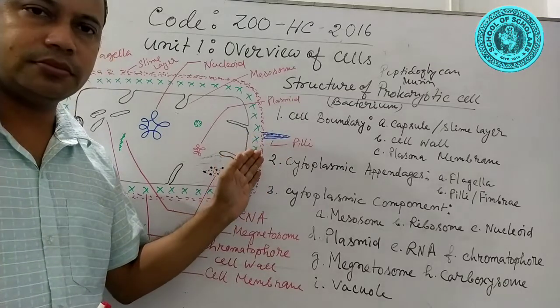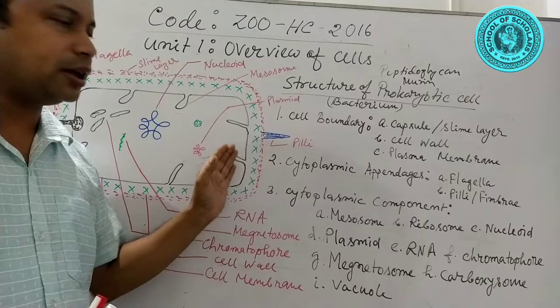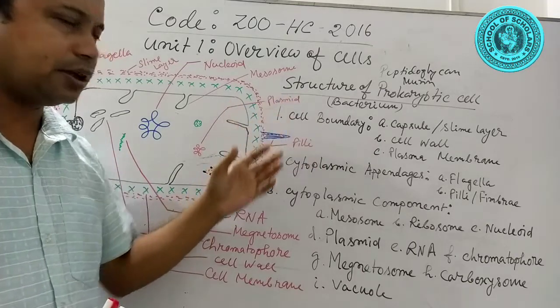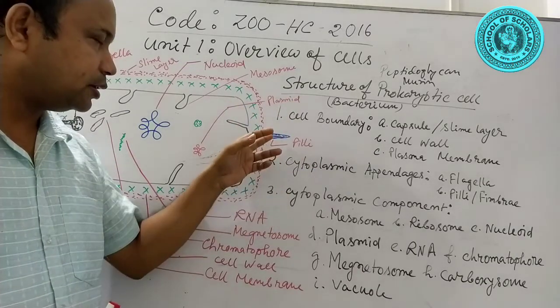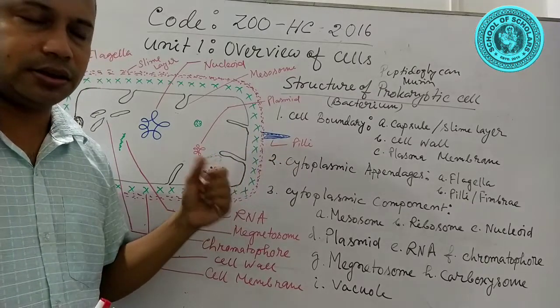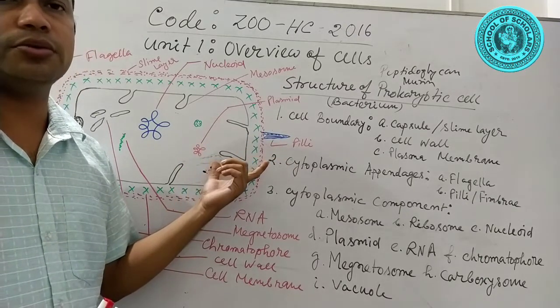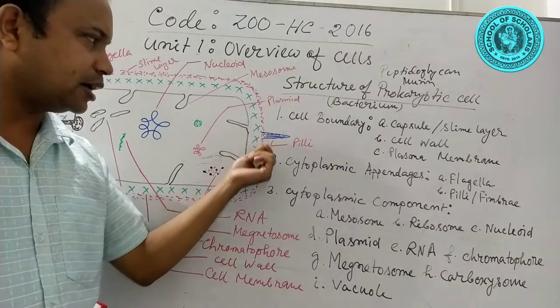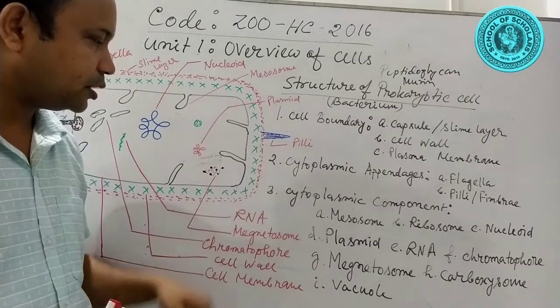When this cell adheres to any other bacterial cell, in a special case, a process called conjugation occurs in the bacterial cell. This structure helps in conjugation.